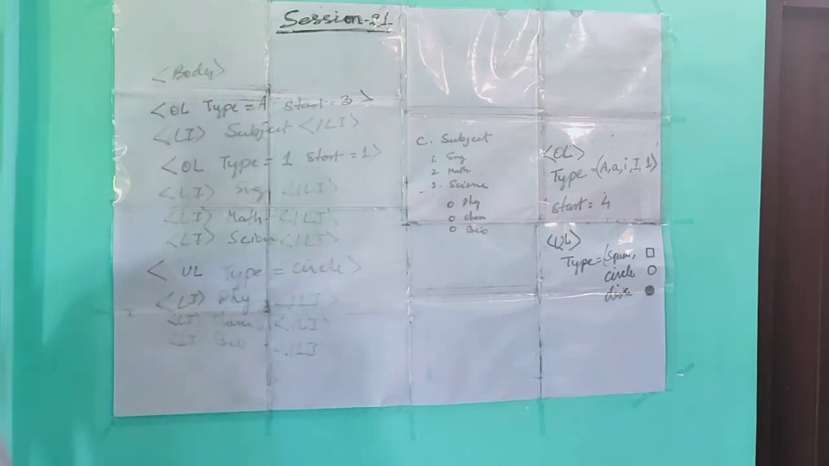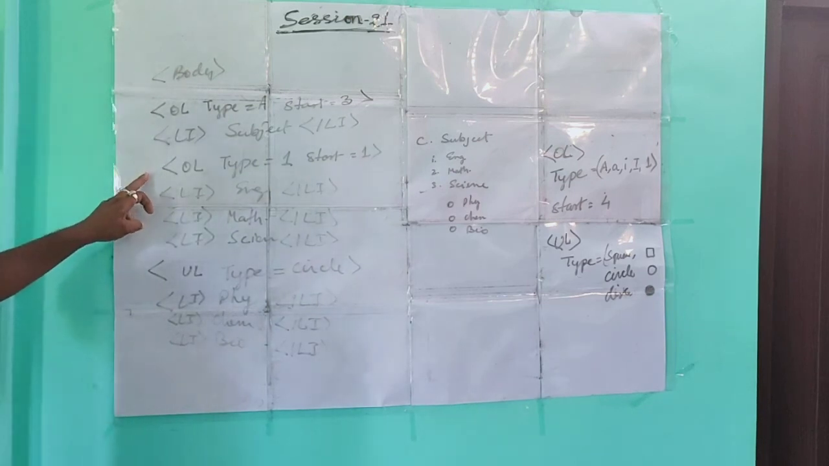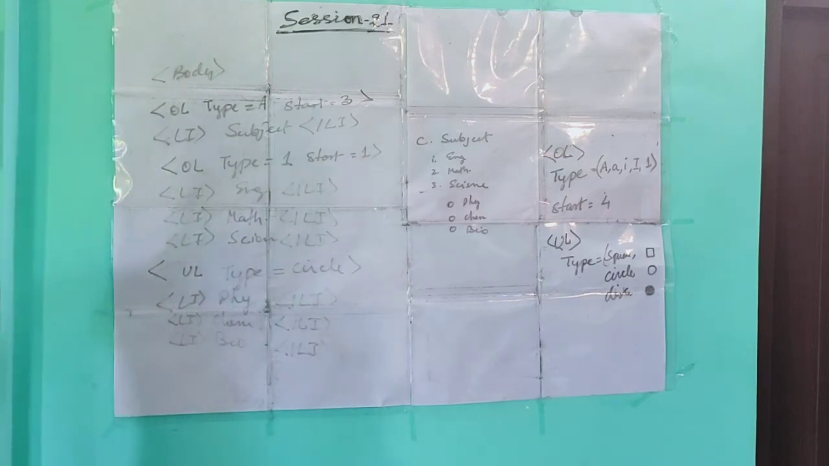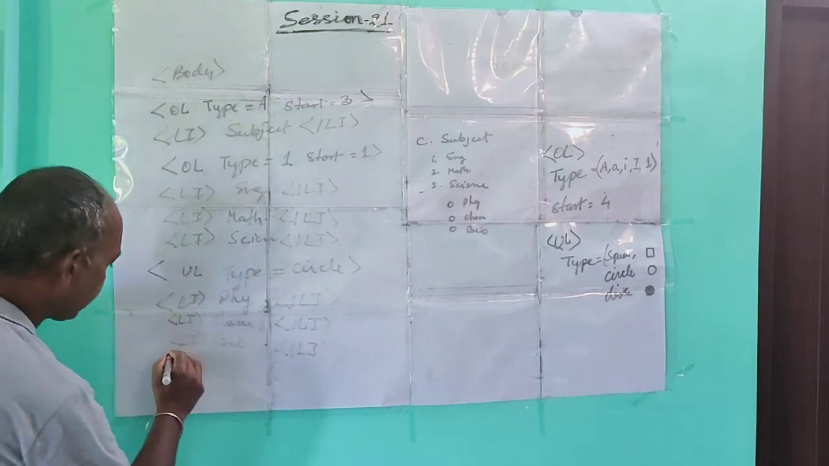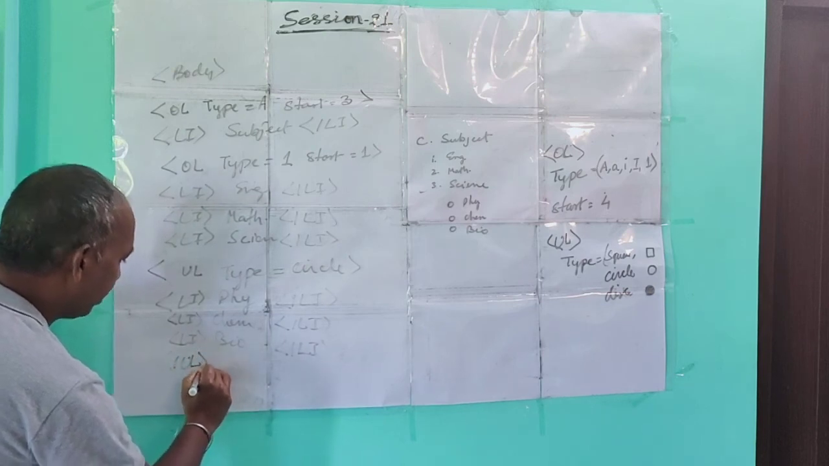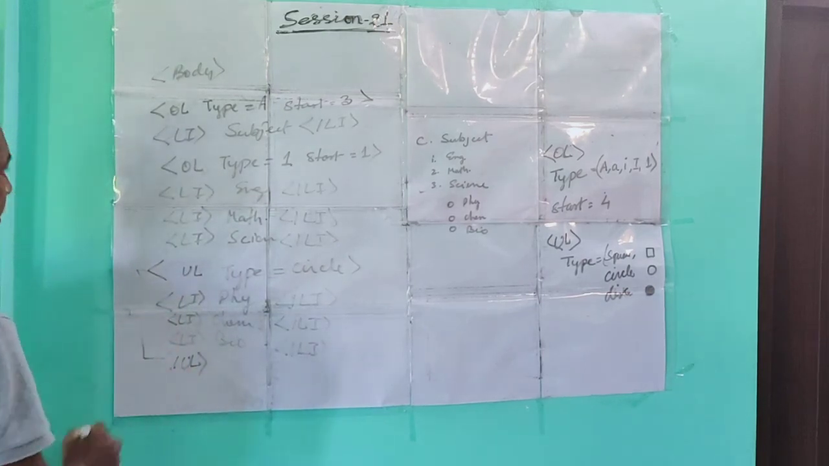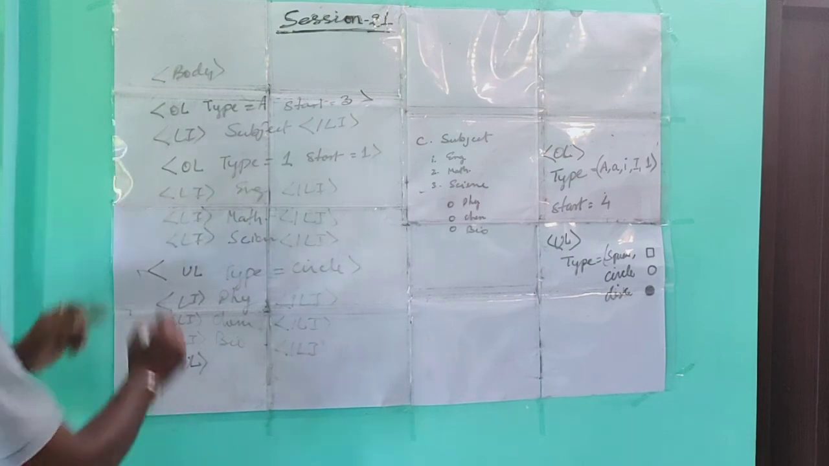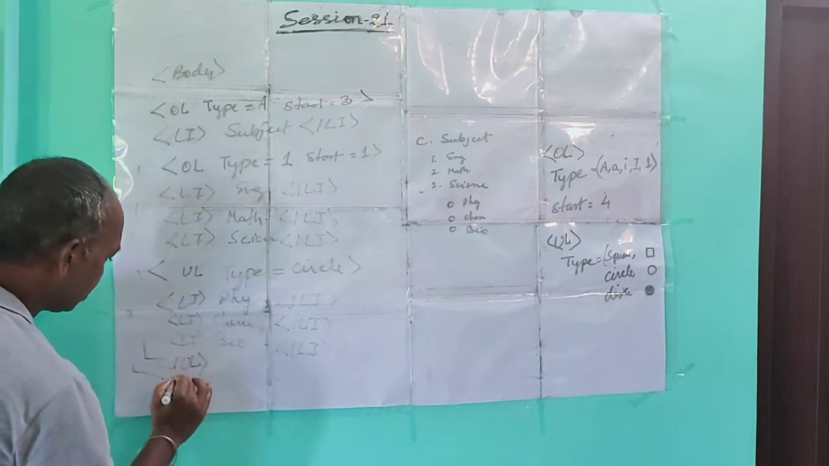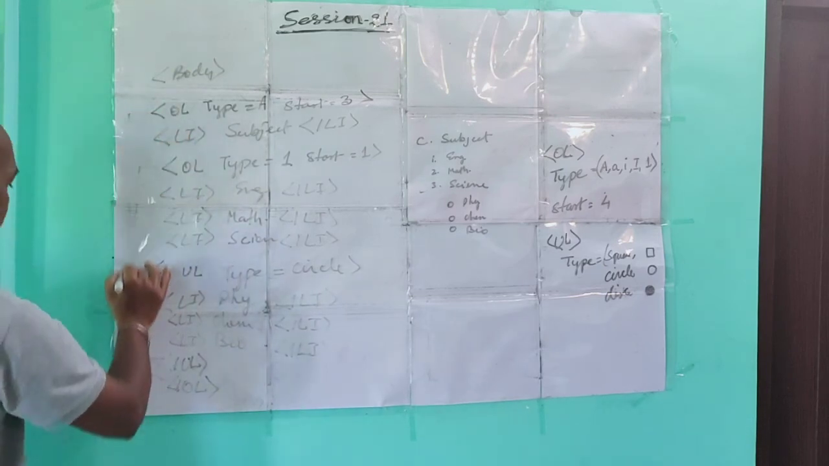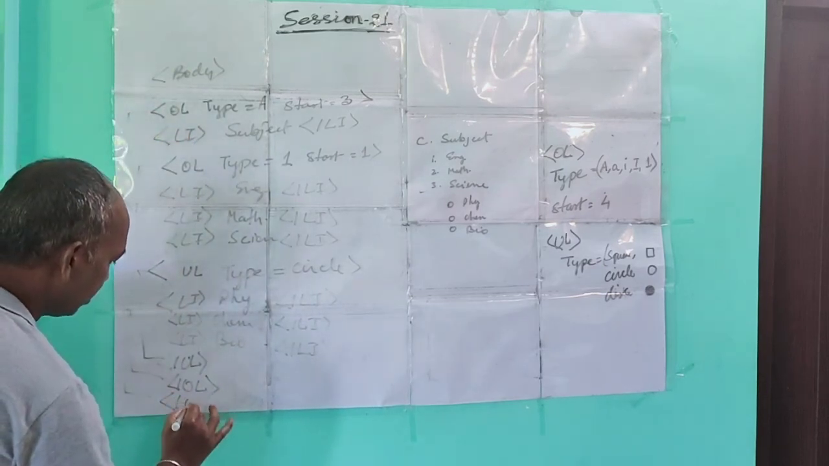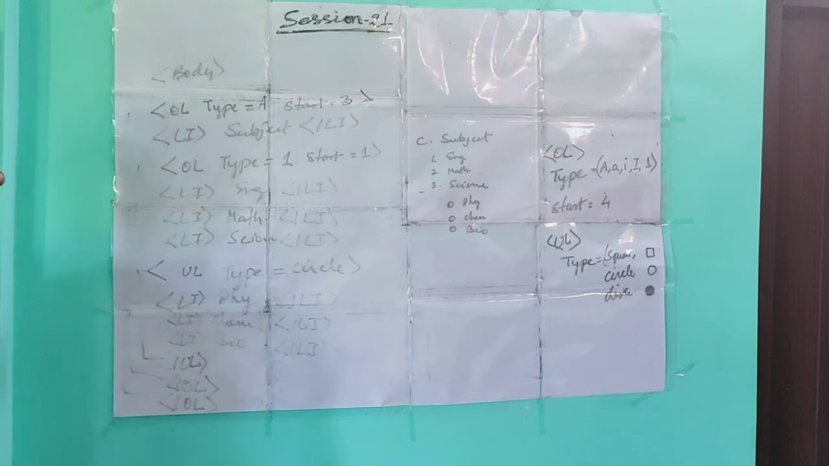So after that, see I'm using here 1 OL, 2 OL, 1 UL. So close it. What do you close first? You have to close the UL first. Don't overlap. First closing is UL, second closing is for this OL, and this OL for the third closing. Then close OL. After that, close body.